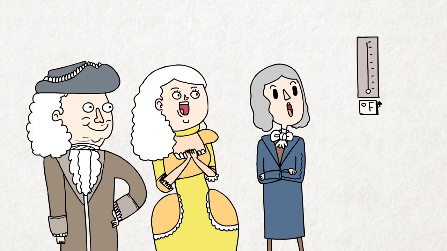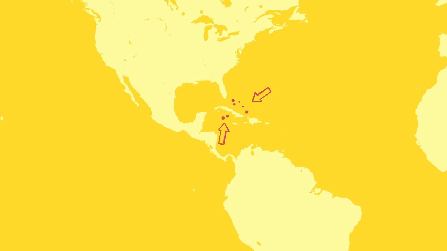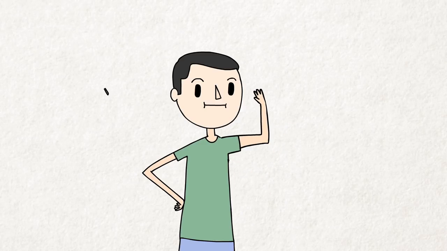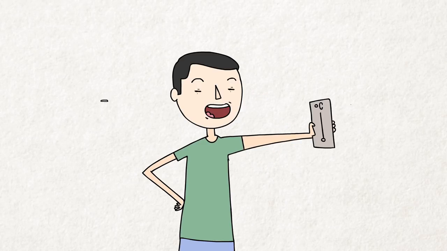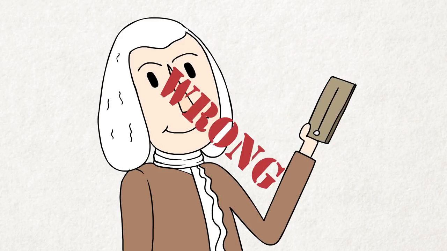In his day, the Fahrenheit thermometer was the best you could get, but now his scale is only used regularly in the Cayman Islands, Bahamas, Belize, and the United States of America. So maybe it's time we all adopted the global scale of temperature, Celsius, which, by the way, wasn't invented by Celsius at all.